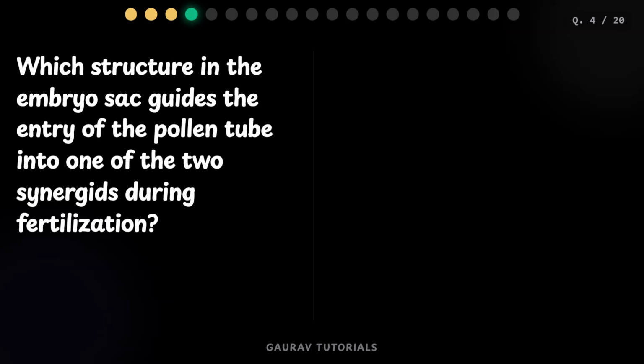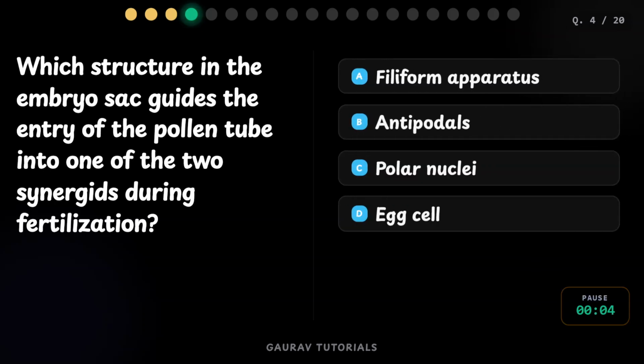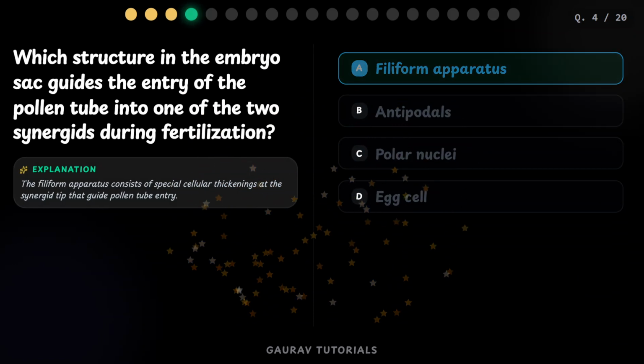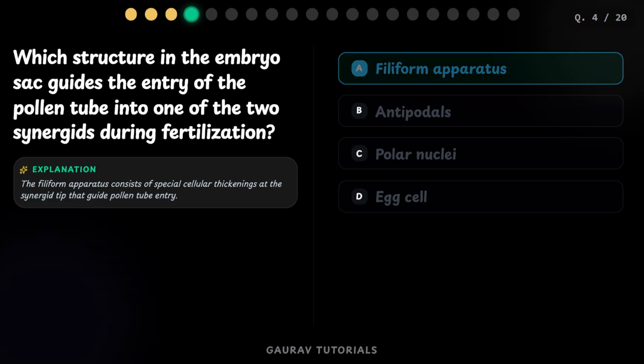Question 4. Which structure in the embryo sac guides the entry of pollen tube into one of the two synergids during fertilization? The options are the correct answer is filiform apparatus. It consists of special cellular thickenings at the synergid tip that guide the pollen tube entry.